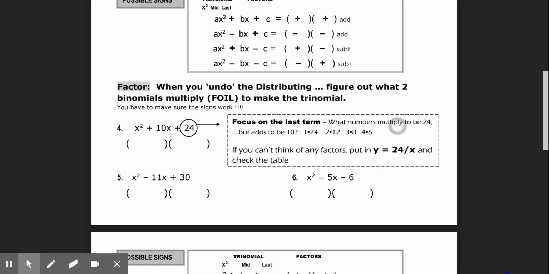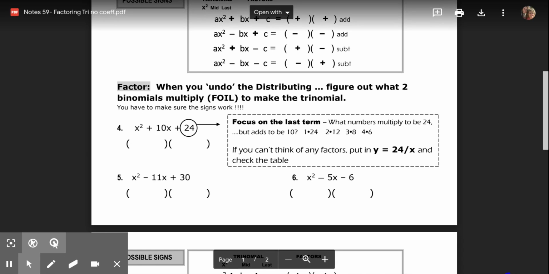What numbers multiply to be 24 but add up to be 10? So you have factors of 1 and 24, 2 and 12, 3 and 8, 4 and 6 to give you 10. So we know that if you notice, both of these are positive right here. So when you go up here to this box, positive, they're both going to be positive inside the parentheses.